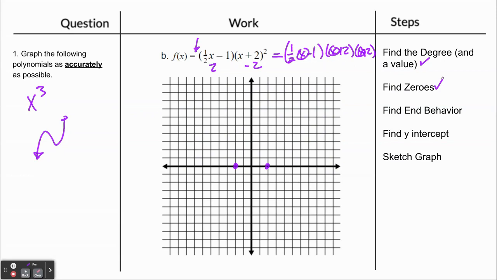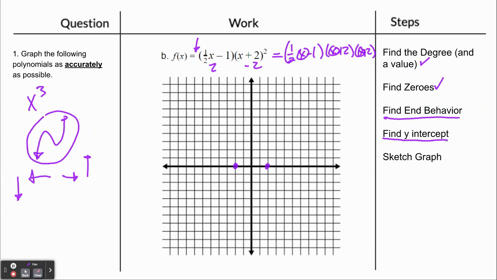My end behavior I know based off of knowing the general shape. So as x goes towards negative infinity, y goes towards negative infinity, and as x goes towards positive infinity, y goes towards positive infinity. And last thing here, find the y-intercept.